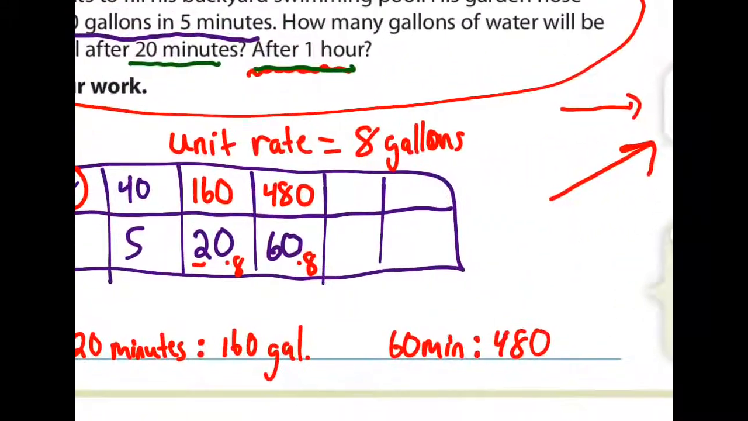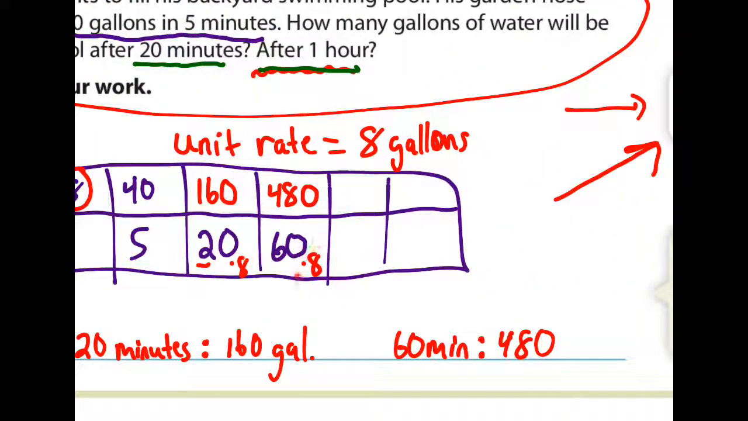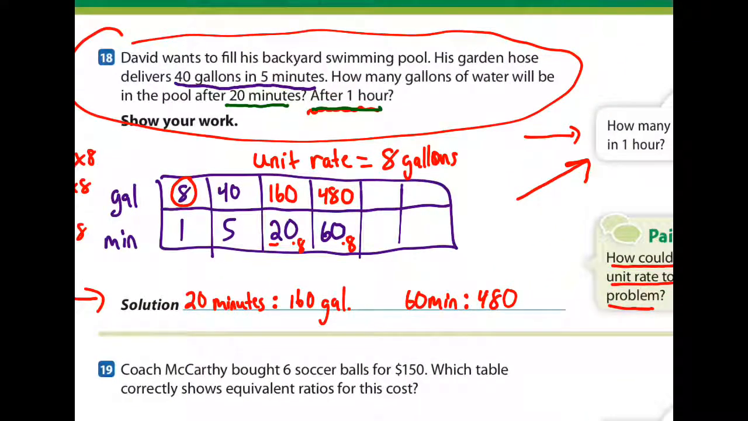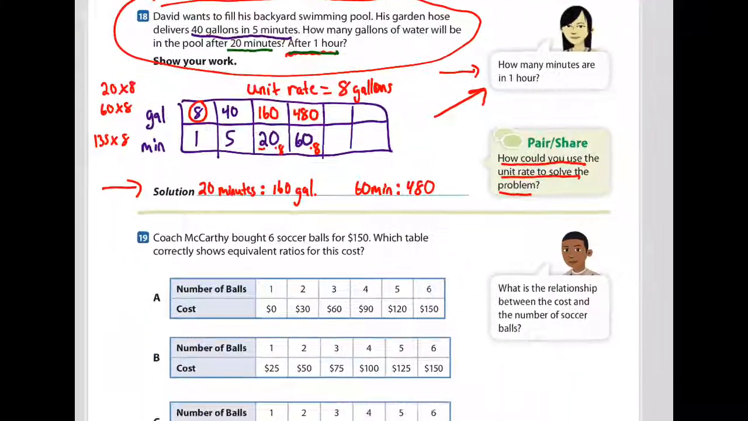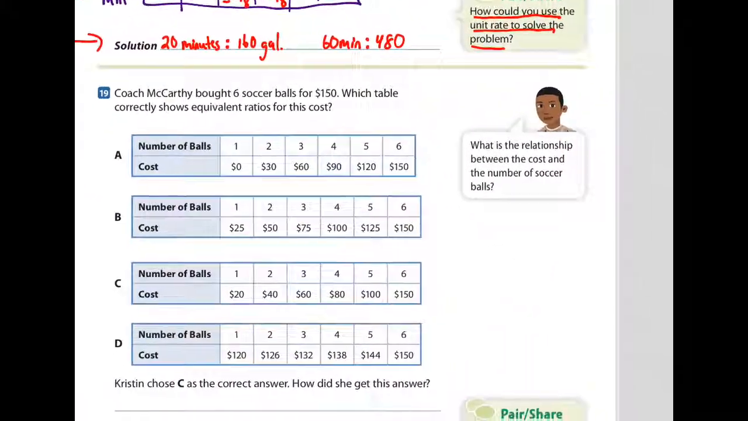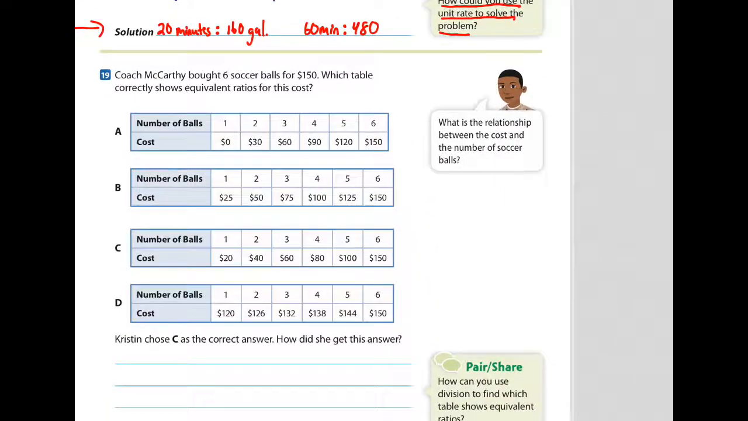Kind of like we did up in this one. The relationship was you multiply the number of minutes by 8 to get the number of gallons. So what do you do to the number of balls to get the cost? Okay, so now I want you to read number 19. Pause it. Do it. As soon as you're done, don't do down here yet. Just decide if it's A, B, C, or D, and restart the video. Go.